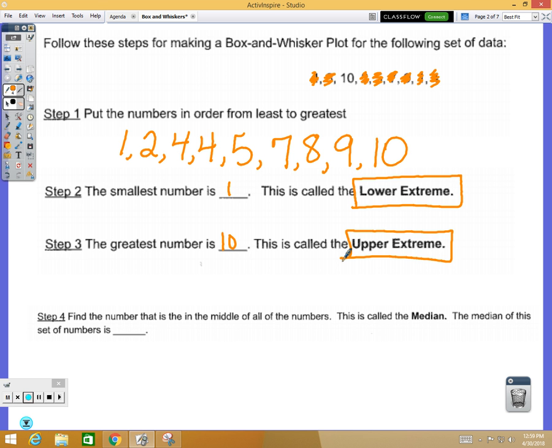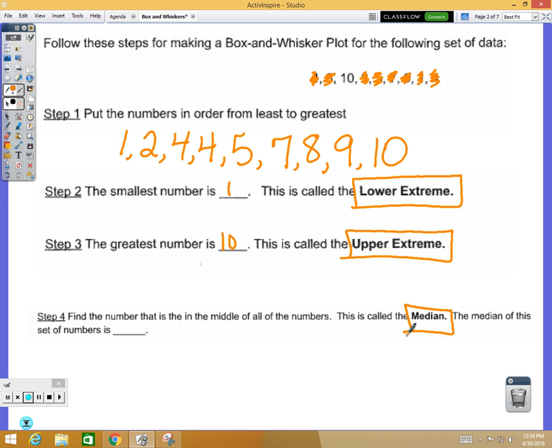Step 4, find the number that is in the middle of the numbers. This is called the median. So we've used that word before, the middle number. The median of this set of numbers is what? How many numbers total do we have? 1, 2, 3, 4, 5, 6, 7, 8, 9 total numbers.